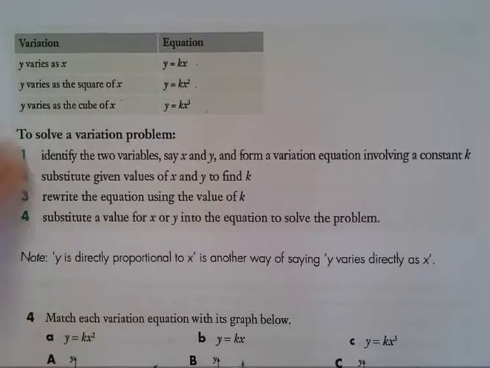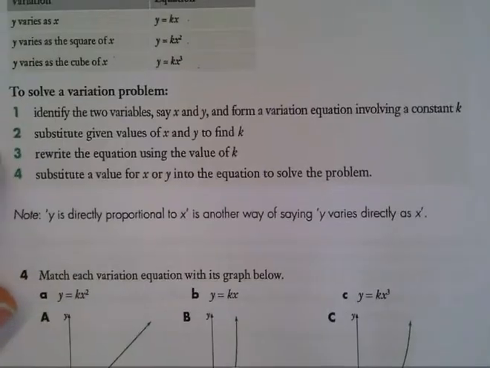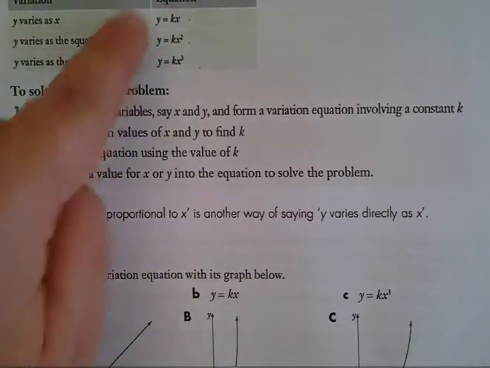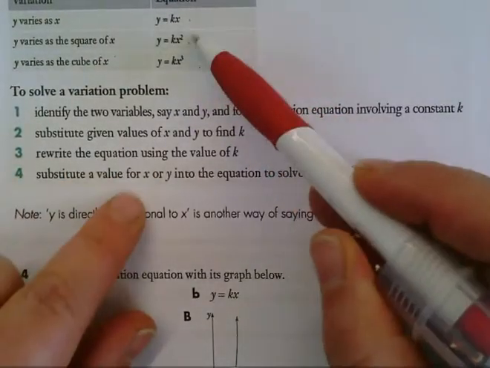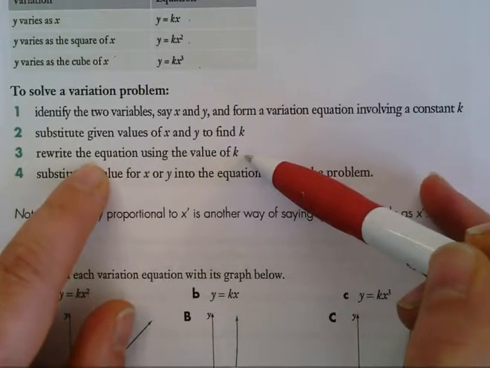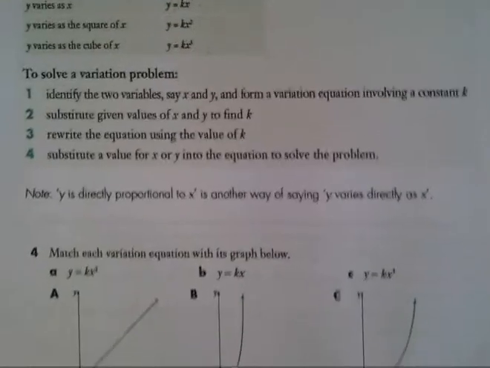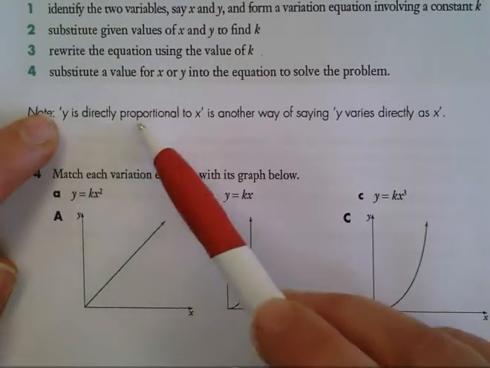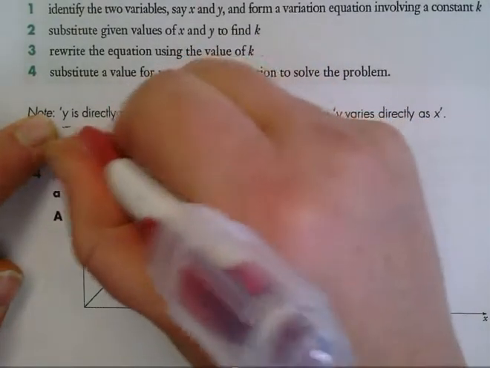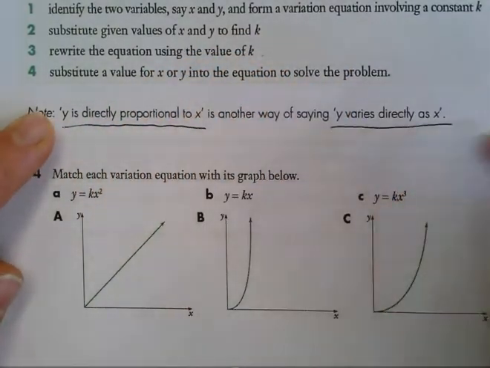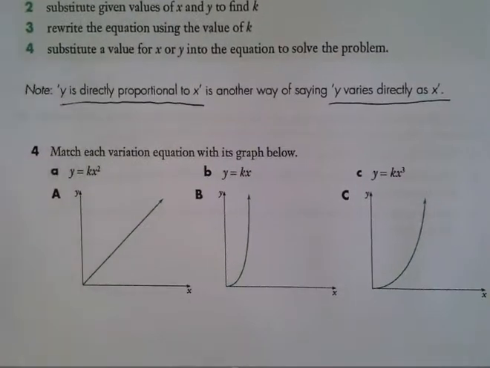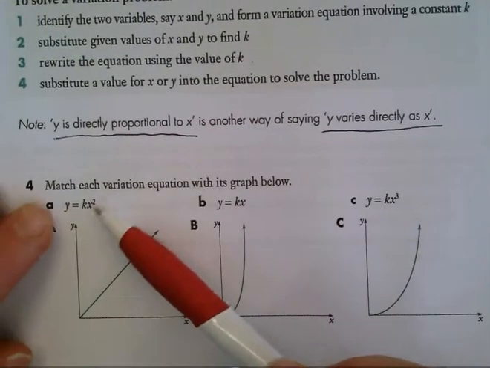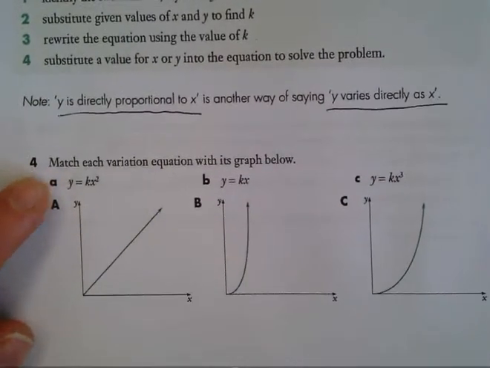Okay, so again, the 4 steps are exactly the same as what we did before. We'll write our equation out. We'll substitute the x and y to find k. We rewrite the equation with k in it, and then we answer the question by substituting a value. If you see y is directly proportional to x, that is exactly the same as saying y varies directly as x. Now, we've got 3 equations here: y equals kx squared, y equals kx, y equals kx cubed.